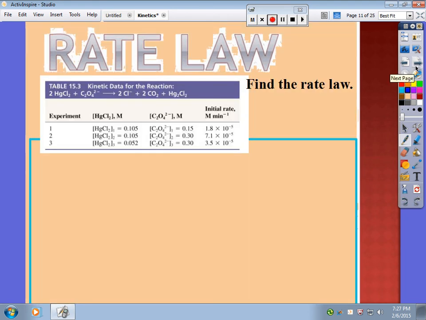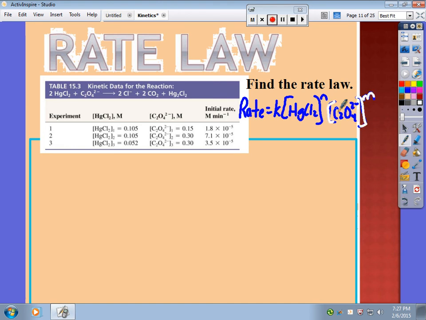Let me show you how to do math. So to do math, and this would be your question, find the rate law. So I'm going to find rate. Actually, let me make this a little bit smaller over here and smush it. Rate equals the rate constant times HgCl2 to a power of n, and then C2O4 2- to a power of m. All right, I'll go ahead and write it here so you can see that. There you go. Okay, now, how do we do this?